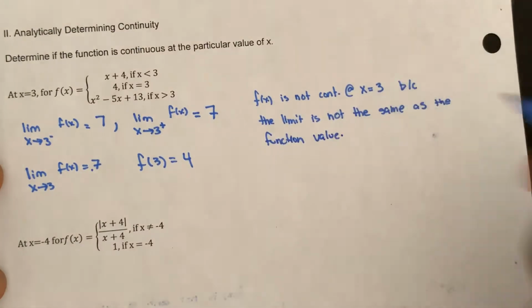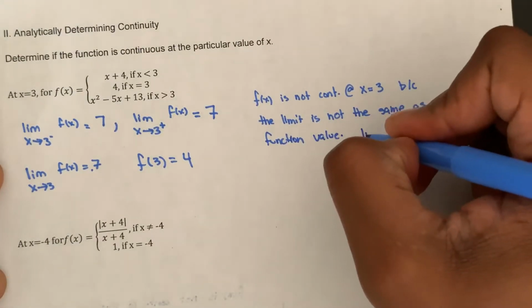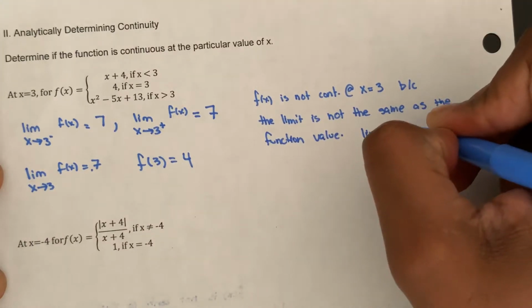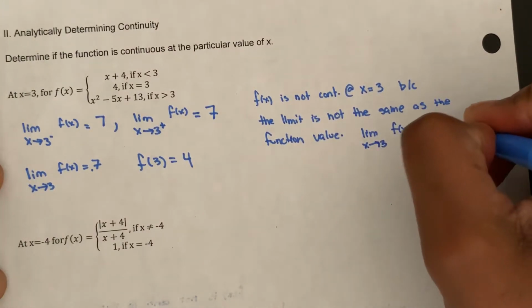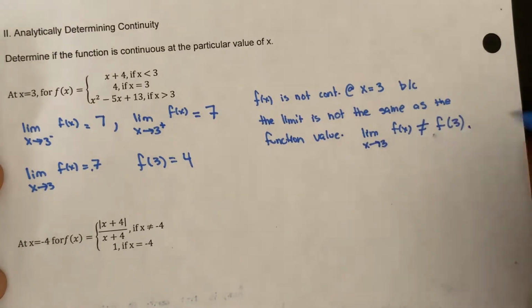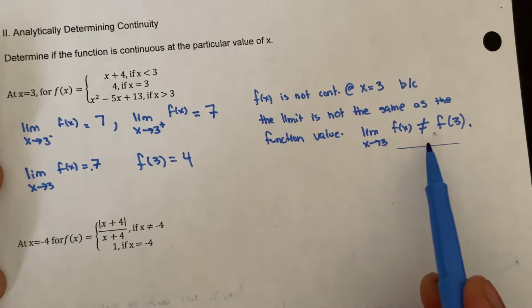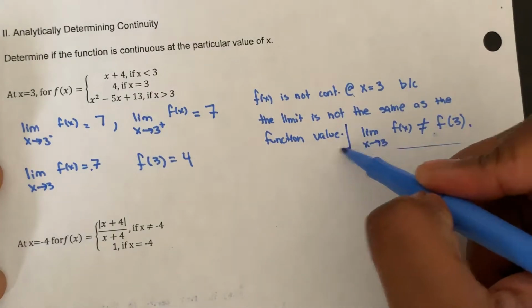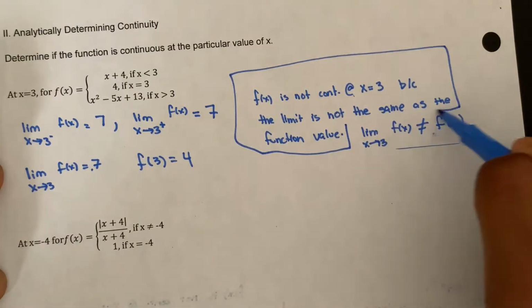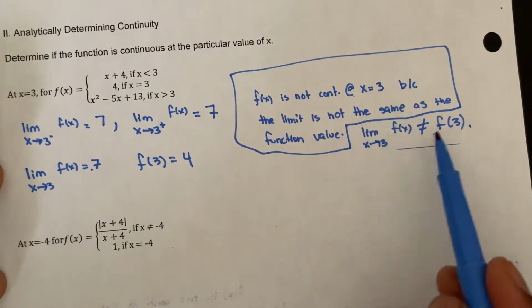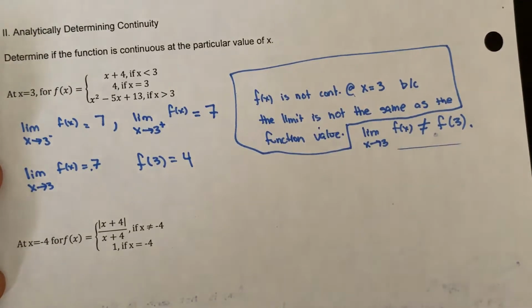Now, of course, it's easier to just write the limit as x approaches 3 of f of x is not equal to f of 3. Either one of those is sufficient. I would much prefer if you did this one. But in case you forget the words, this is the same thing. These two are equivalent.